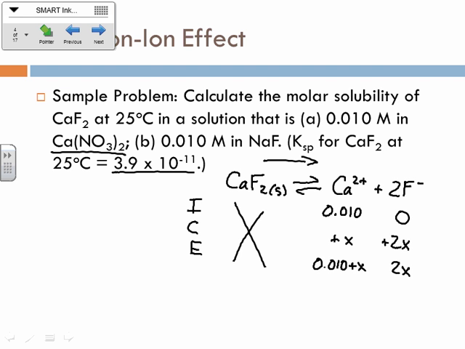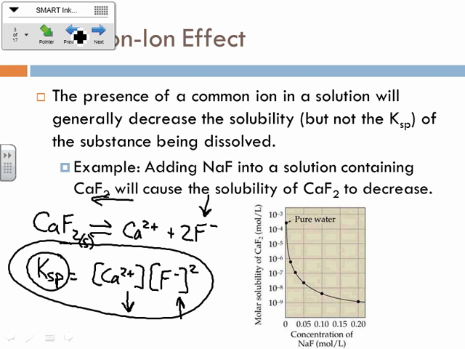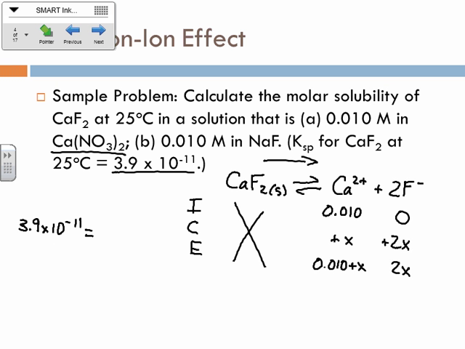So, now our Ksp is 3.9 times 10 to the negative 11th, so we just plug this into our equilibrium expression here. 3.9 times 10 to the negative 11th is equal to... and again, you have to be especially careful here, because here's our equilibrium expression for this one. The F minus has to be squared, right? So you really have to watch that. So the Ca2+ here is... I'm going to run out of room. I should start this lower.